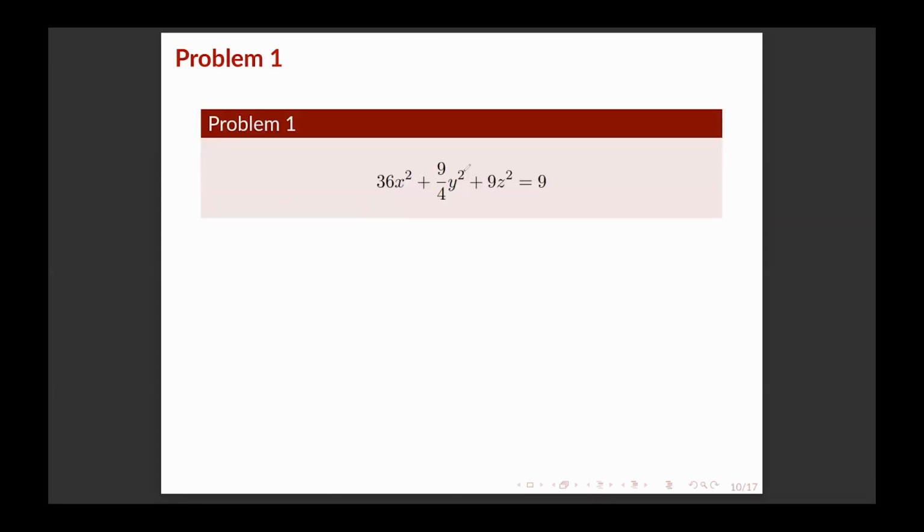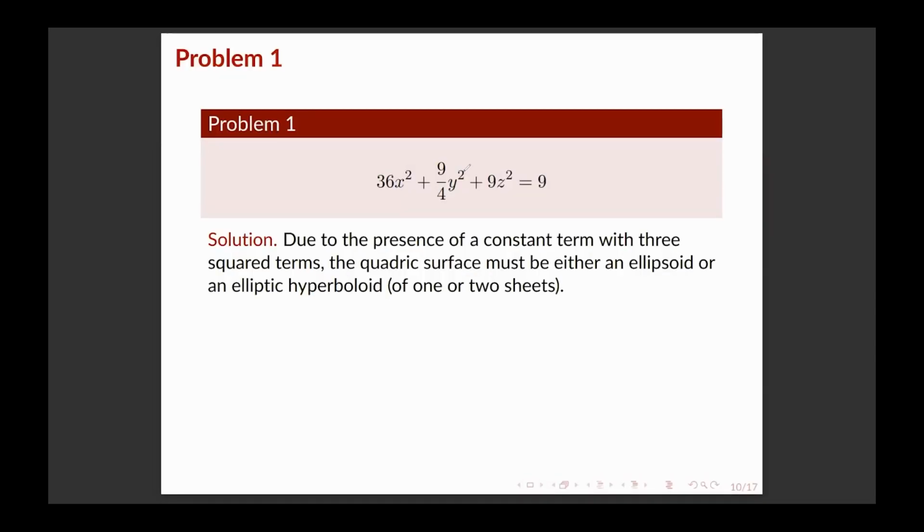First, we're given the equation 36x squared plus 9/4 y squared plus 9z squared is equal to 9. What is your guess what type of quadric surface it is? As you can examine, there are squared terms here, so we can infer that it must either be an ellipsoid or an elliptic hyperboloid of one or two sheets.